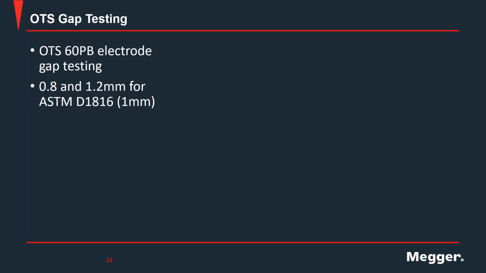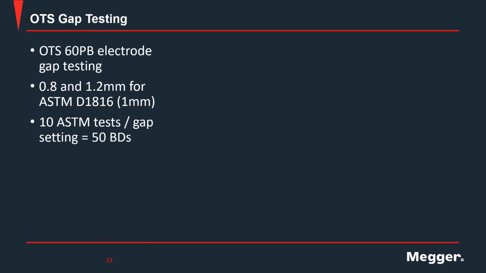Here, this was running an ASTM D1816 test, typically at 1 millimeter, but we actually changed the gap of the gauge from 0.8 millimeters, and we did it also at 1.2 millimeters, just to see how that affected the breakdown results. We really wanted to see if there was a linear relationship between the actual gap between the electrodes and the breakdown voltage that resulted from that.